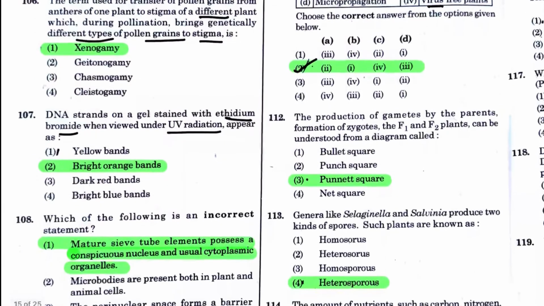Okay, for 112 they have asked about the production of gametes by parents, the formation of zygotes, F1, F2, everything can be understood from a diagram. And what is the diagram? It's a very easy question, right? So the answer is Punnett square.